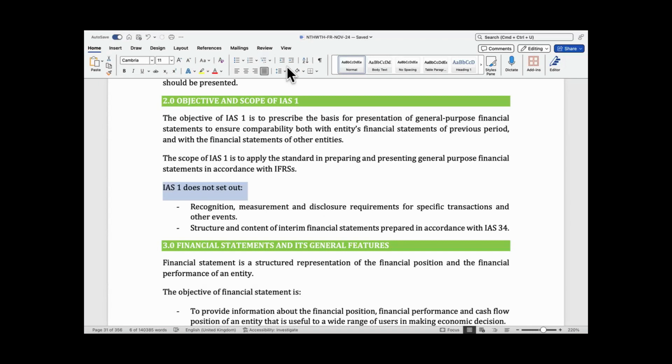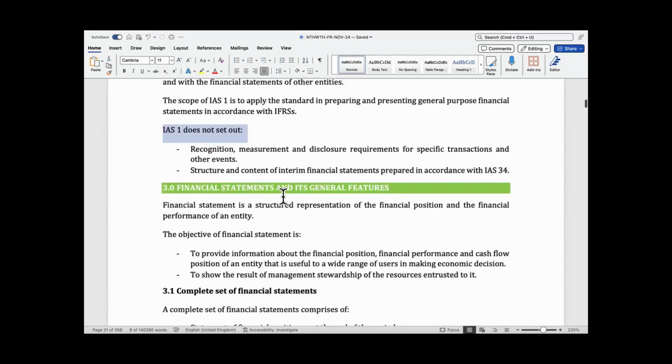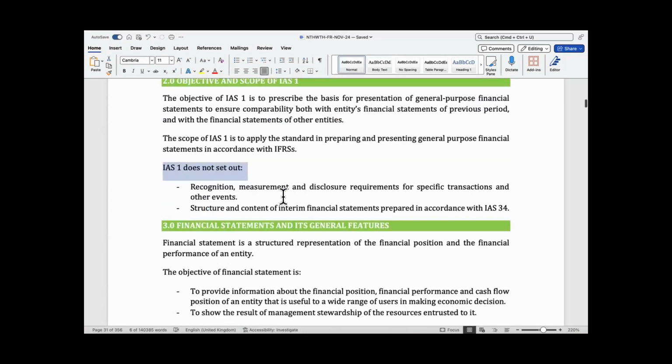And of course, IAS 1 does not concern itself with interim financial statements, which is outside the scope of this your class anyway. So that's the objective and scope of IAS 1.